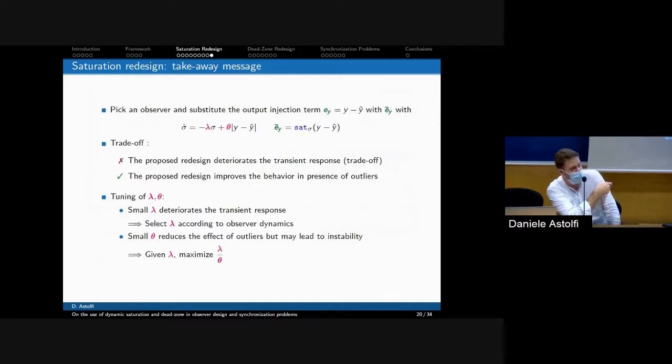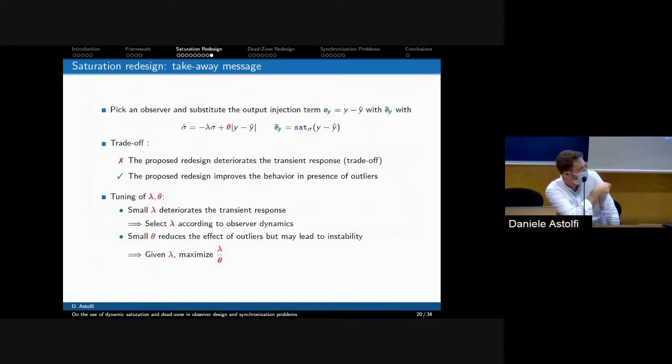If lambda is too small, we may deteriorate the performance a lot because it will adapt in a really slow way. This means that what we give to the observer design is a filtered, slow version of the correction term, so we may also lead to instability. So lambda should be selected according to the observer dynamics, basically.